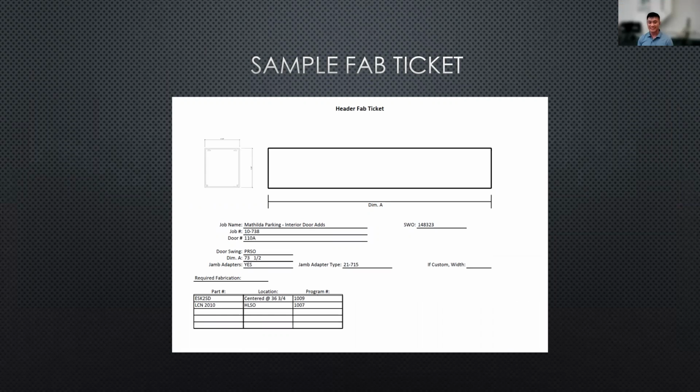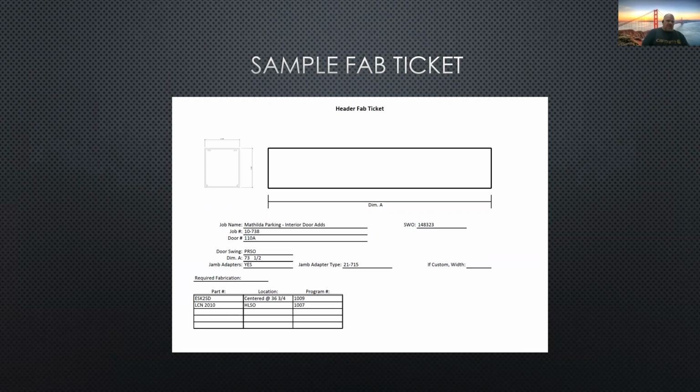Yeah. That's our current Fab ticket for the auto headers that we've come up with for the basic fabrication. And as you can see, it calls out the job, the door number, the shop work order number, and then it has some specific questions that we have to answer so we know where the layout's going to be and how it's going to be done.